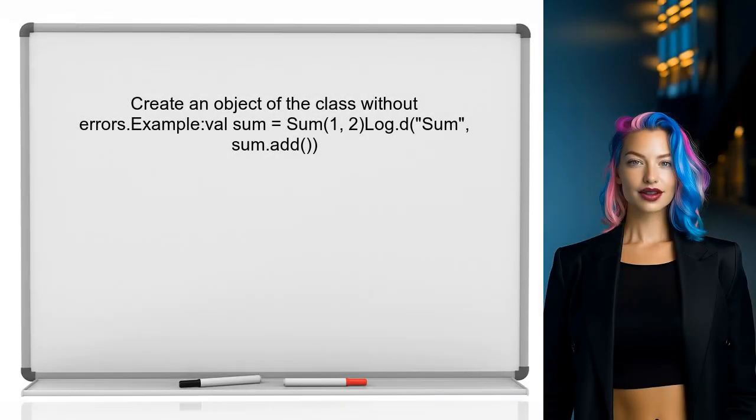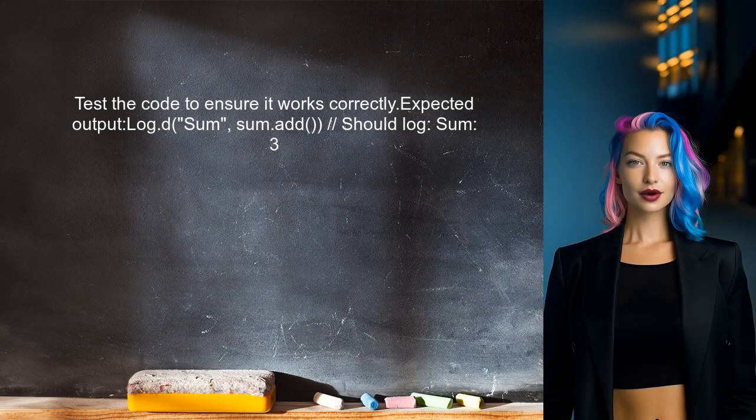After making these changes, the user can create an object of the class without encountering the error. The object can be created as shown in the original code. Finally, the user should test the code to ensure that the addition method works correctly and returns the expected result.